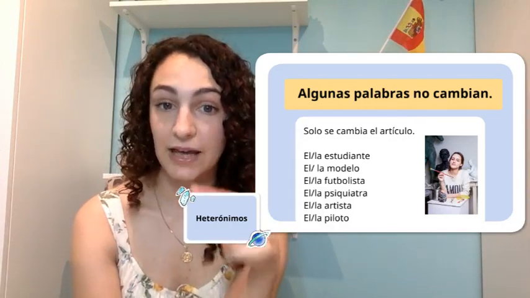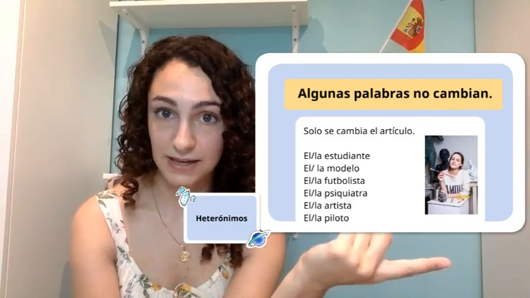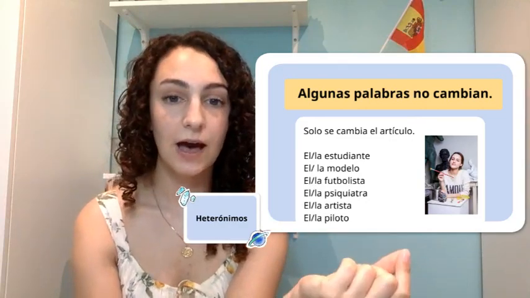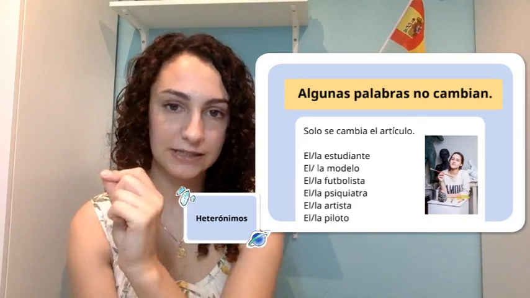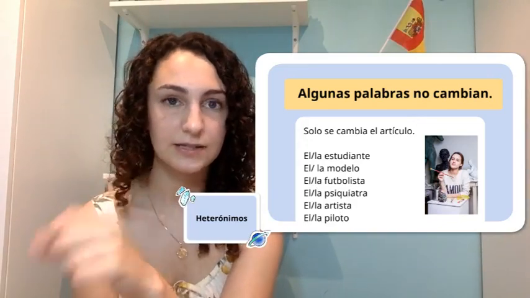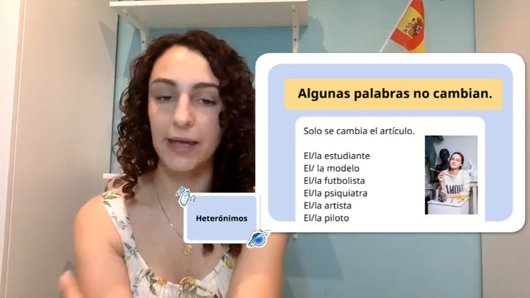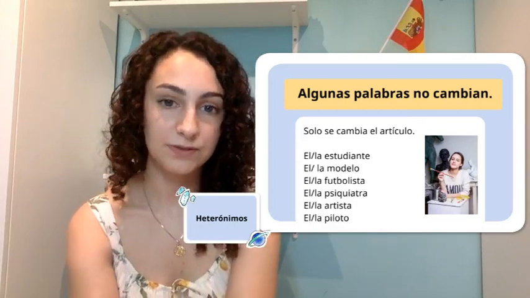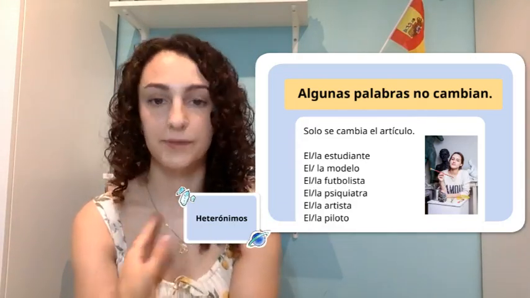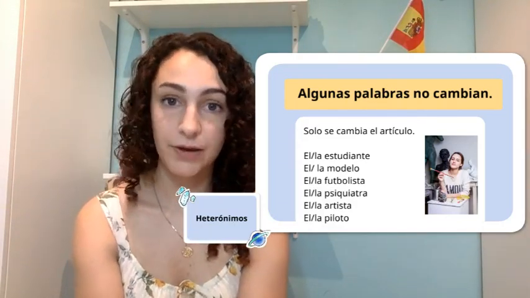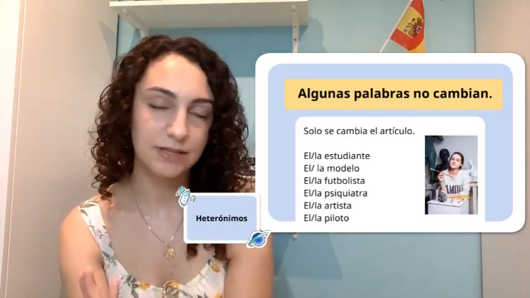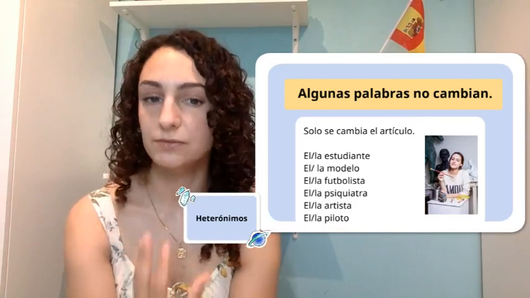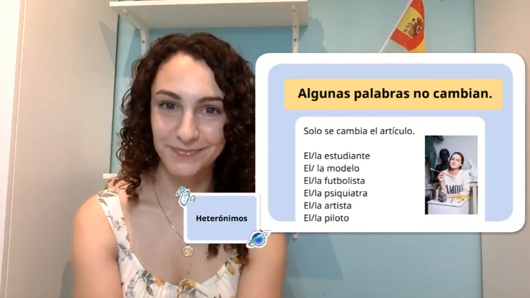So for example, we could have el or la estudiante. So for student, and I think for other words that end in ante, you only need to change the article el or la to indicate if it's male or female, okay? So it would be el estudiante or la estudiante. Modelo, a model, it's the same thing. El modelo or la modelo. You don't say modela, okay? It's el modelo or la modelo.